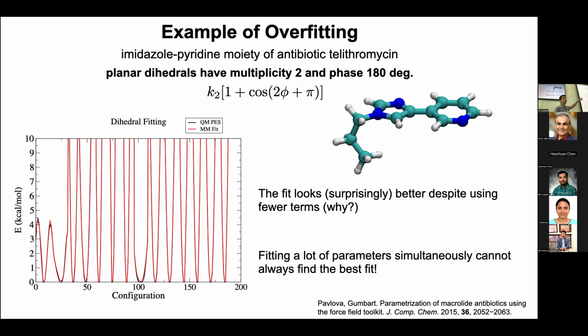Dihedrals in these planar rings will typically only have a multiplicity of 2. So rather than including n equals 1, n equals 2, n equals 3, we only include the n equals 2 term in the dihedral fitting. And in fact, the fit is even better than when we had 3 terms. You might think that should be impossible, right? If I have more terms, how can it be worse? Well, again, it's because the optimization problem is not an easy one, and there's no guarantee that your algorithm is going to find the global optimum. Sometimes you have to help it along.